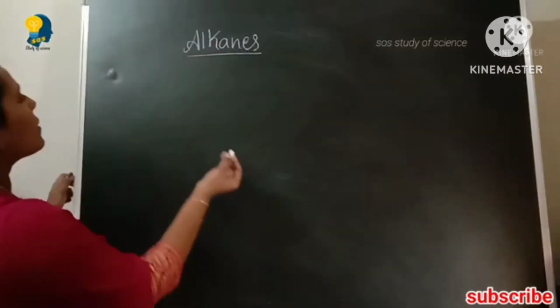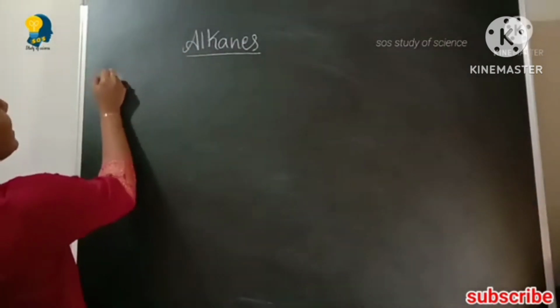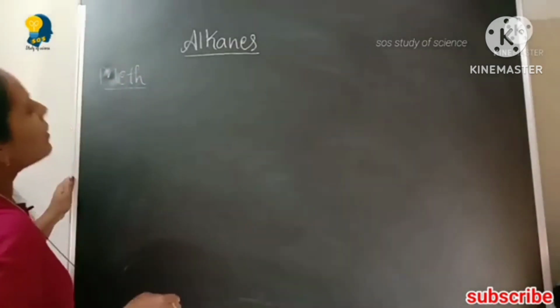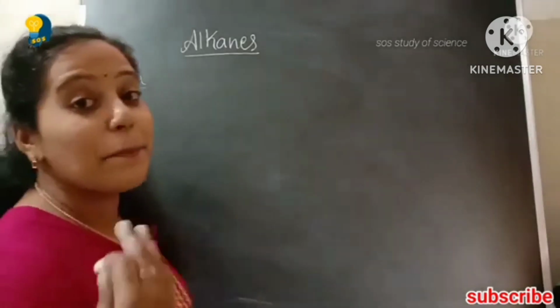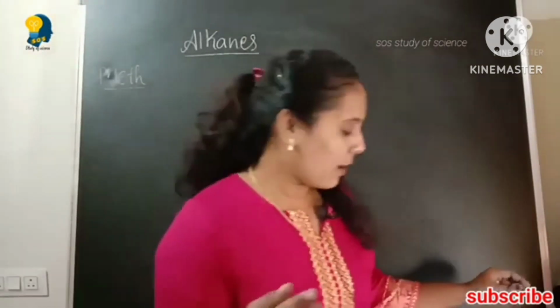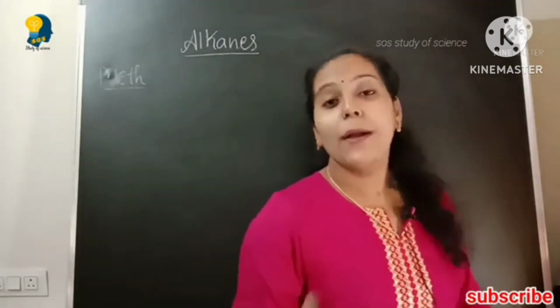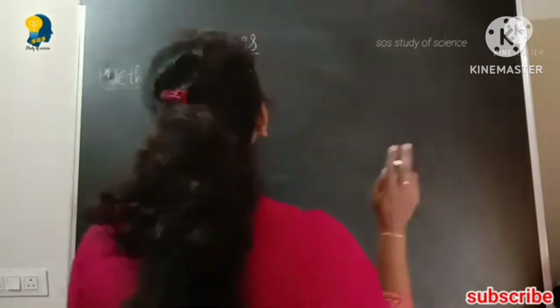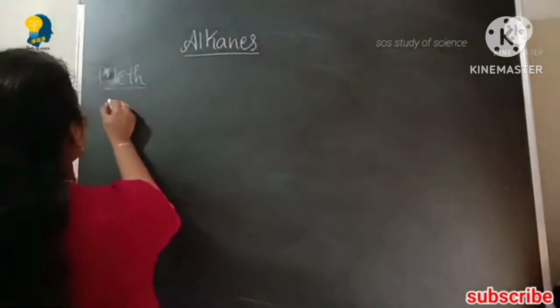Okay, the word roots are as follows. So firstly, it starts from meth. So meth is the first member. So that means whenever I say meth, it's a very simple one and easy to remember. That one trick which I am going to tell you now. Meth is nothing but there is only one carbon atom. Okay, whenever I say meth, there will be only one carbon atom.